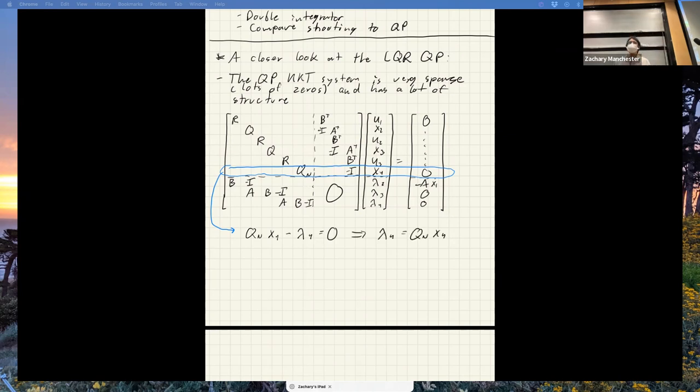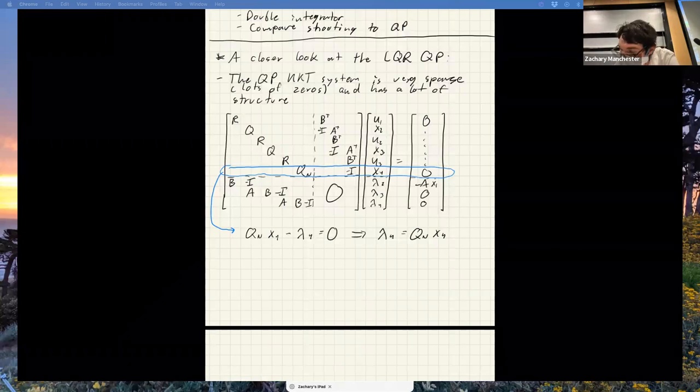Okay. So let me now go up to the next row. So you can see where we're going with this. We're going to solve this one for lambda 4. The next equation has a lambda 4 in it, so we're going to substitute this in and eliminate that, and then we're going to keep working our way up and doing this back substitution.